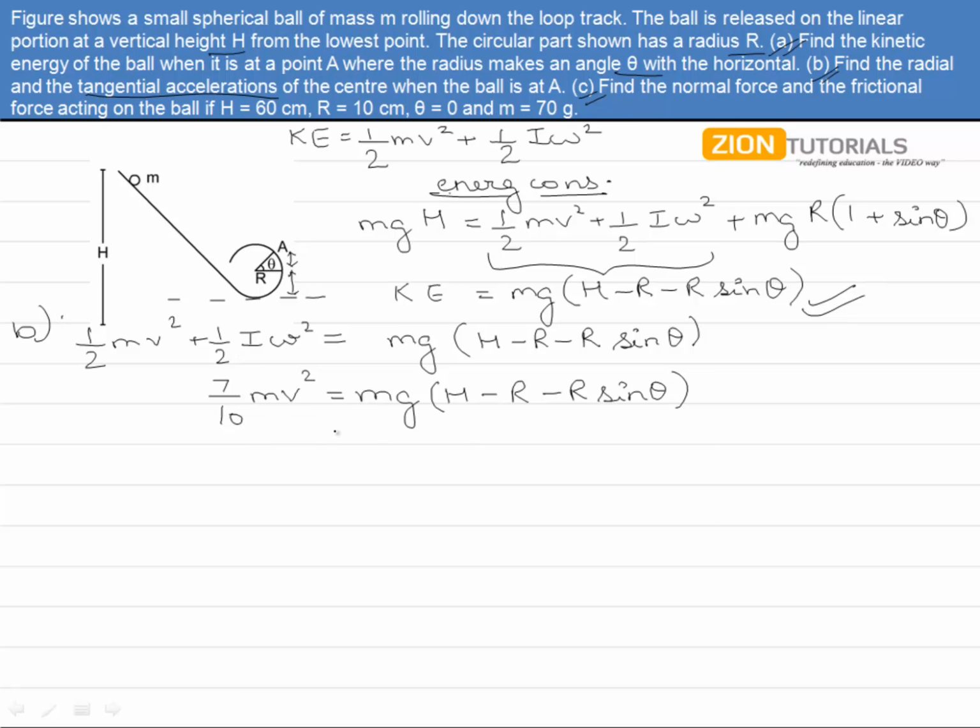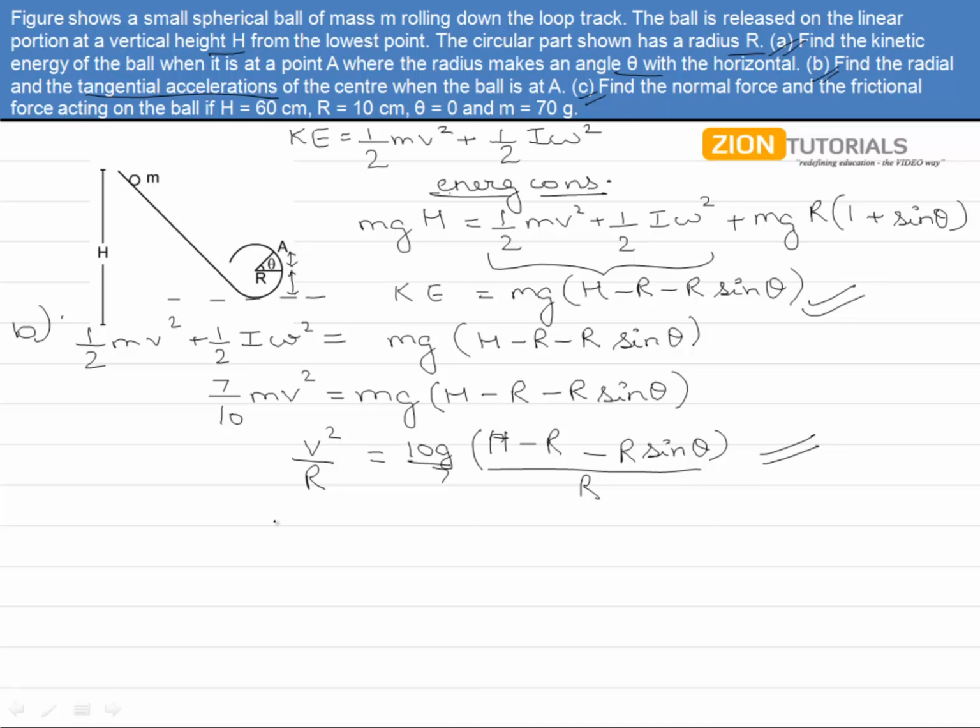Now we can write v squared by r to be 10g by 7 into h minus r minus r sine theta, whole over r. Now we know that this is actually the radial acceleration here. Okay, and now let us proceed to the tangential acceleration.